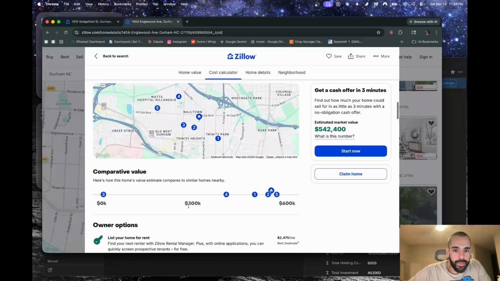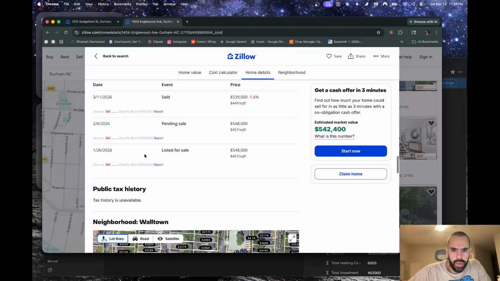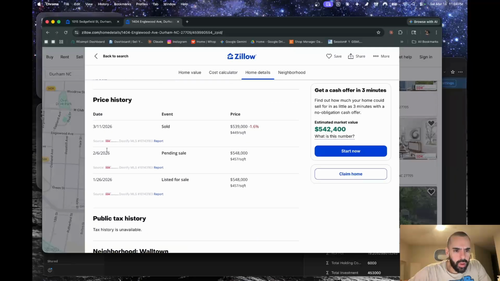Oh, here you go. Okay, this sold right away. Yeah, that makes sense. Seems like a steal in this area. Oof. Okay, this solidifies my story. On that note, I'm good. I feel much better about my underwriting.